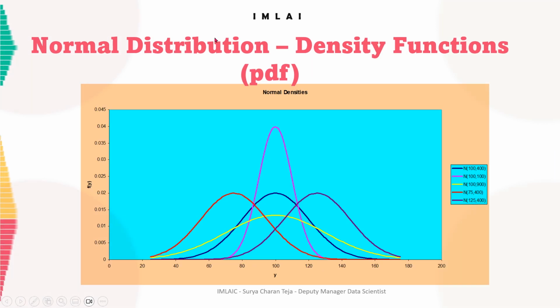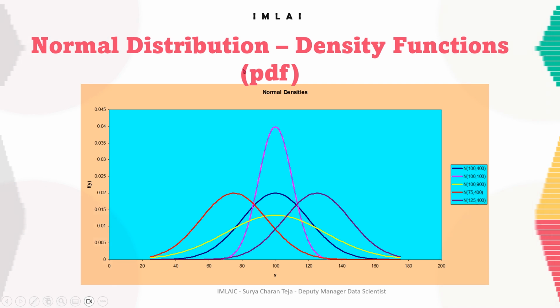And this is what a normal distribution density function, the PDF, probability density function, looks like. You can see in this curve that as n goes from 100 to 400, and then 75 to 400, based on the size of it, the density, the variability is increasing. Okay.